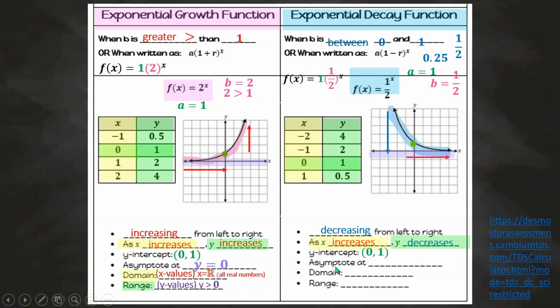Now let's take a look at the asymptote. Again, that's the imaginary line right here. And it is still going to be 0 because it is approaching the x-axis, but will never touch the x-axis. Our domain here will be the same as it was before, all real numbers. And my range will be anything greater than 0. Again, the range relates to the asymptote.